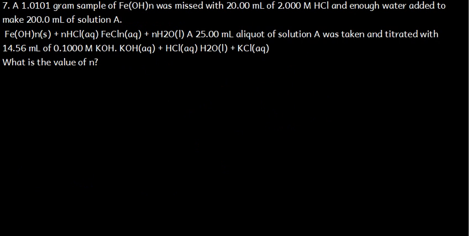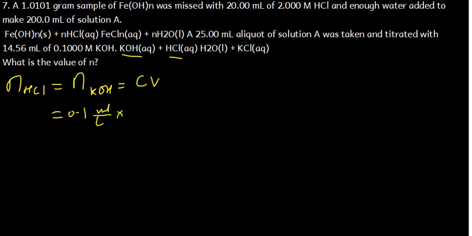Alright, so same, we're going to start with the second reaction. If you look at the second reaction, potassium hydroxide is reacting with hydrochloric acid. Hydrochloric acid is present in the second reaction and also in the first reaction, which tells us that hydrochloric acid is the excess reagent. Number of moles of hydrochloric acid should be equal to the number of moles of what? Potassium hydroxide, and that is concentration times volume. The concentration of potassium hydroxide is 0.1 mole per liter, multiplied by the volume, which is 14.56. Now convert that to liters by multiplying by 10 to the power negative 3.